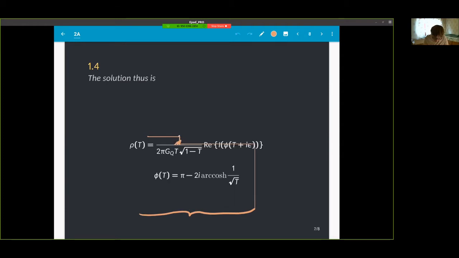And now we finally can say that we have the solution. So the rho of t is 1 over 2 pi g q t, 1 minus t, real part of I of phi of t, where phi of t is pi minus t 2I r cosine of 1 over square root of t. So this is a solution to this exercise.